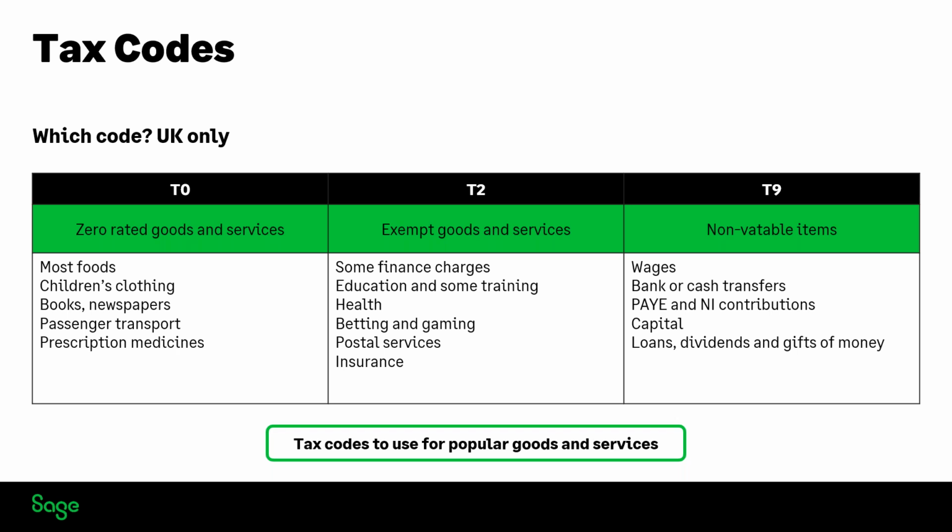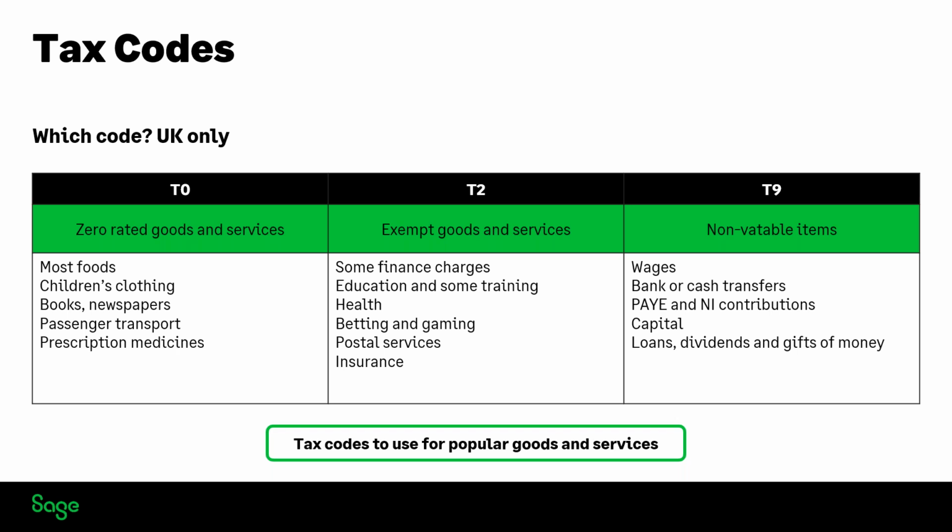And probably the one I want to quickly mention is finance charges. So things like bank charges in the UK are classed as being exempt of VAT, so you would use T2. Now, it's quite common with those, and I'm sure there are people on the session today, that where you've entered bank charges historically, you've probably used T0 or T9, not realizing that they should be T2. So they are classed as being exempt.